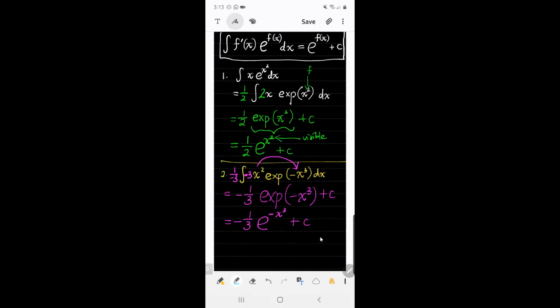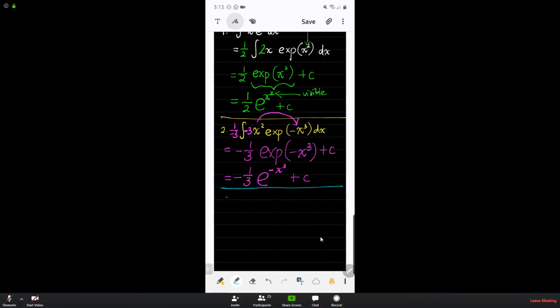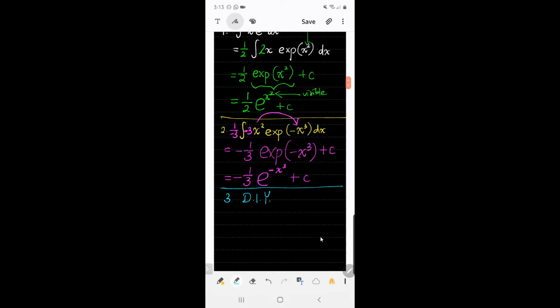Now we go to the next one. The next one, question number 3, is one of the examples that I have given you long ago in lecture. I think it's lecture 7 or lecture 8 in your P3. So question number 3, do it yourself. Number 4, also do it yourself. That would be your homework. I will give you the answer tomorrow.